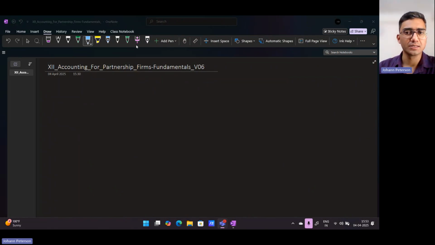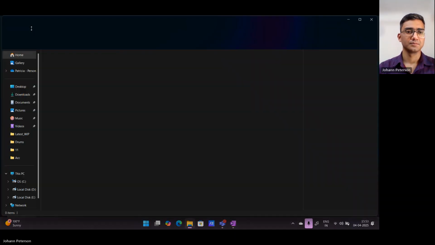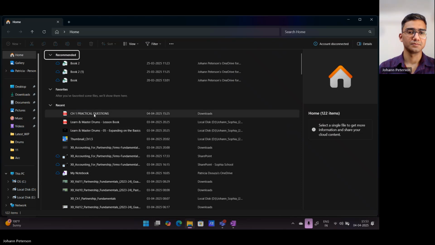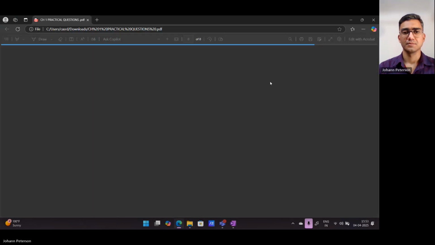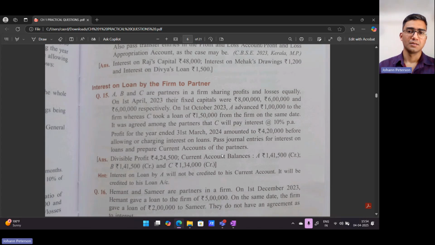Today, again, we are doing questions. We are going to solve questions on the loan given by the firm to the partner, and in those cases, what interest we calculate. So let's look at question 15.